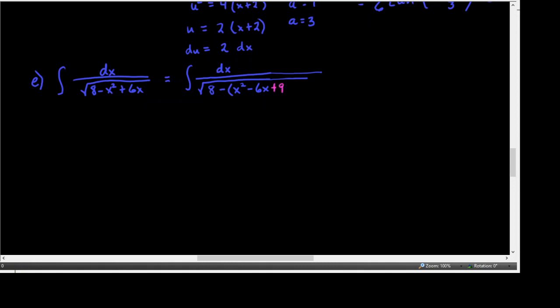Then, so that I'm not changing the problem, I want to subtract 9 at the same time, so that I'm basically adding a form of 0. Now, that minus 9 is not part of the trinomial, and so we need to bring that out.